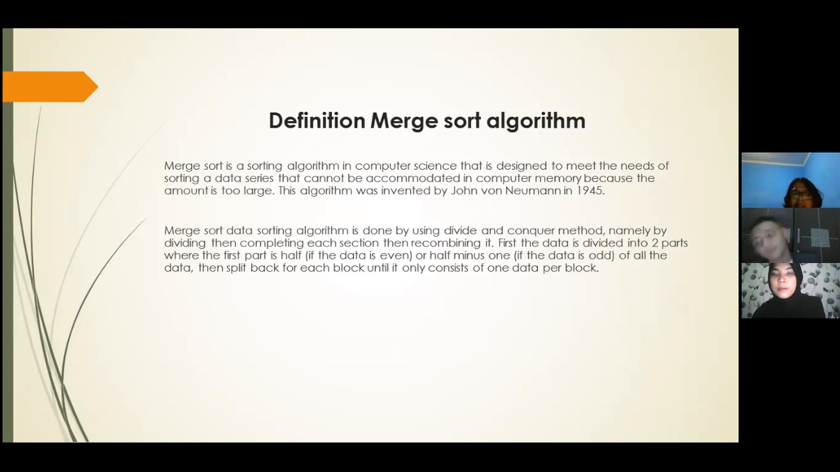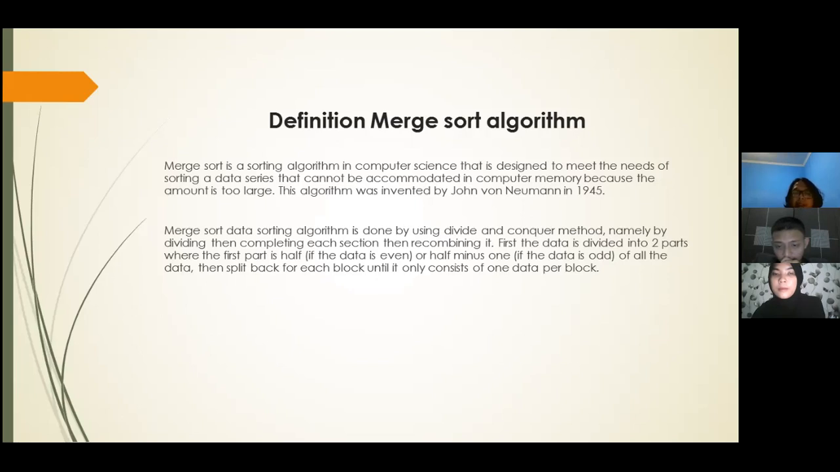Definition of merge sort algorithm. Merge sort is a sorting algorithm in computer science that is designed to meet the needs of sorting a data series that cannot be accommodated in computer memory because the amount is too large. This algorithm was invented by John von Neumann in 1945.